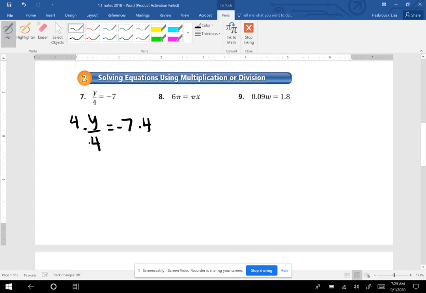Notice how I did not put the 4 on the bottom when I showed multiplication. I put it on the top because that's the only way it will cancel out. So I get y equals negative 7 times 4, which is negative 28.